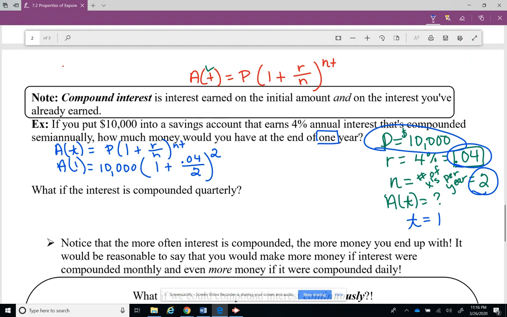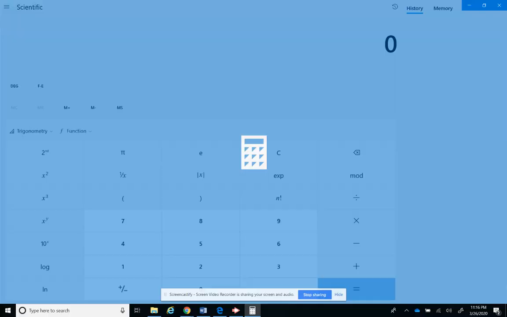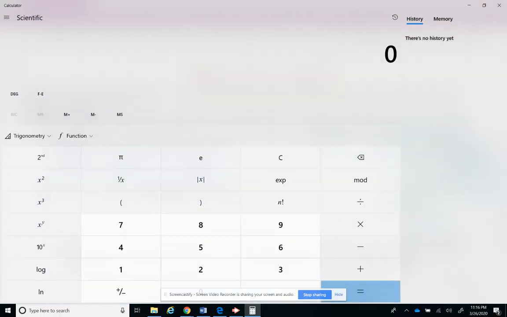All right? So you need to do what's inside the parentheses first. You can't add the 1 to 0.04 divided by 2. You have to go ahead and do the 0.04 divided by 2. So I'm going to pull up my calculator, and that's what we're going to do. You can pull up yours or you can use your own. Okay, so 0.04 divided by 2 equals 0.02.